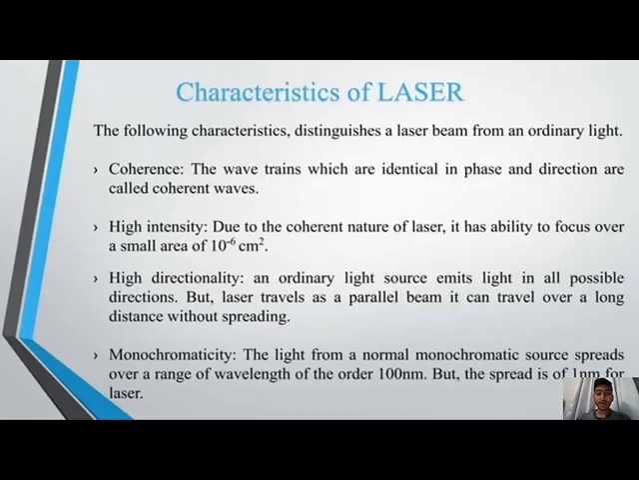High directionality. An ordinary light source emits light in all possible directions, but the laser travels as a parallel beam. It can travel over a long distance without spreading. Monochromaticity. The light from a normal monochromatic source spreads over a range of wavelengths of the order of 100 nanometers, but the spread is 1 nanometer for laser.